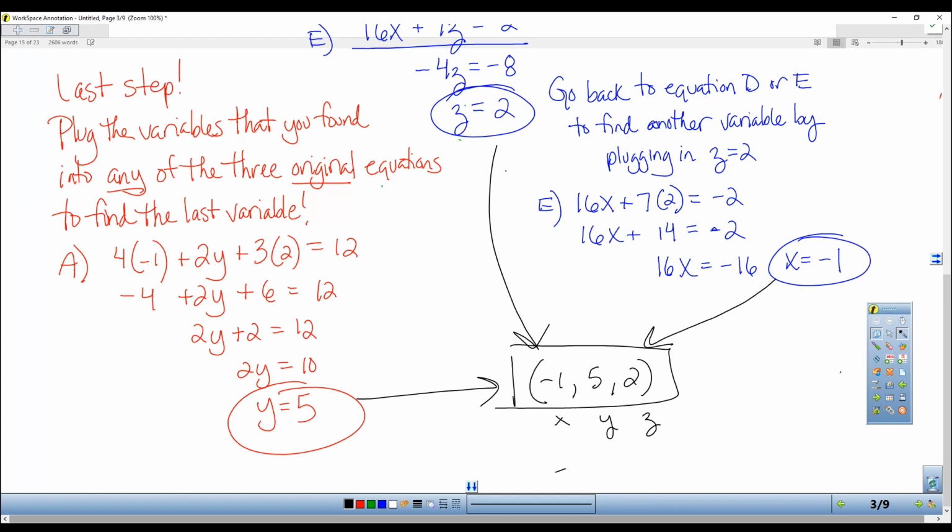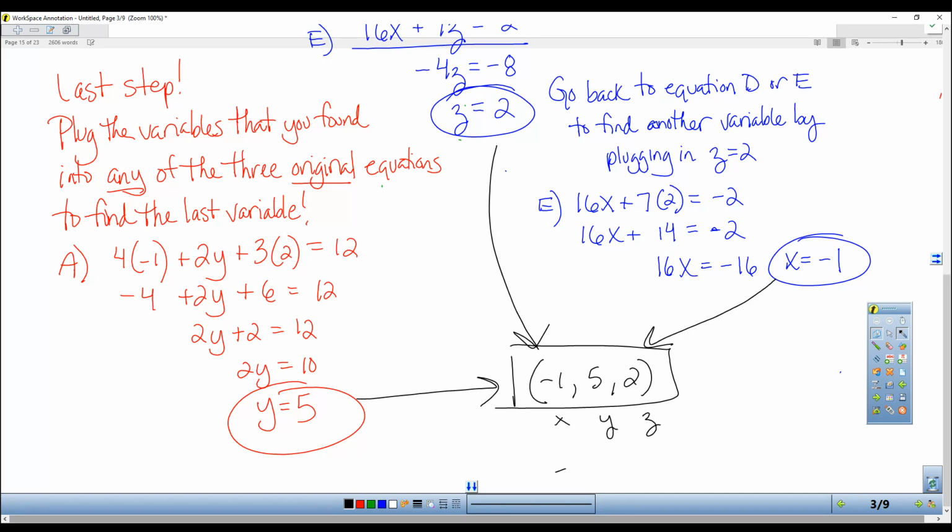Now, you'll be so exhausted by this time that I don't think you're actually going to check your work. But if you did want to check your work, then these three numbers should work in equations A, B, and C. If it works in all three of them, you can literally walk away 100% confident that you did it right. But obviously, the easiest thing to do is just open the back of your book and see if you got it right.